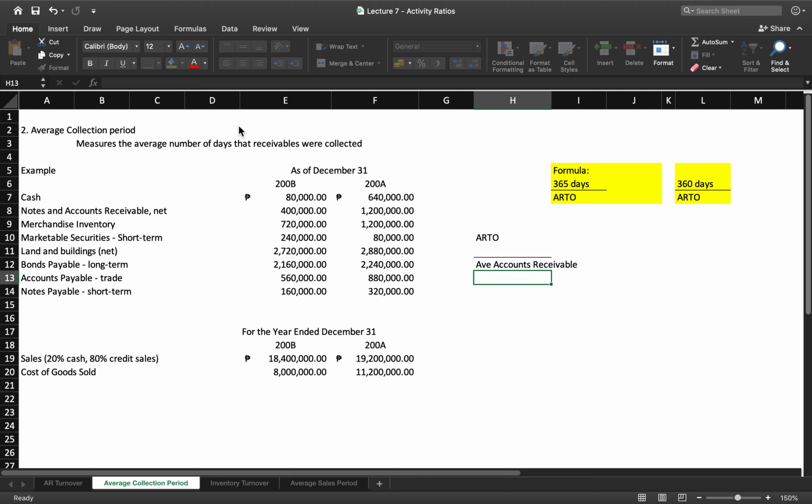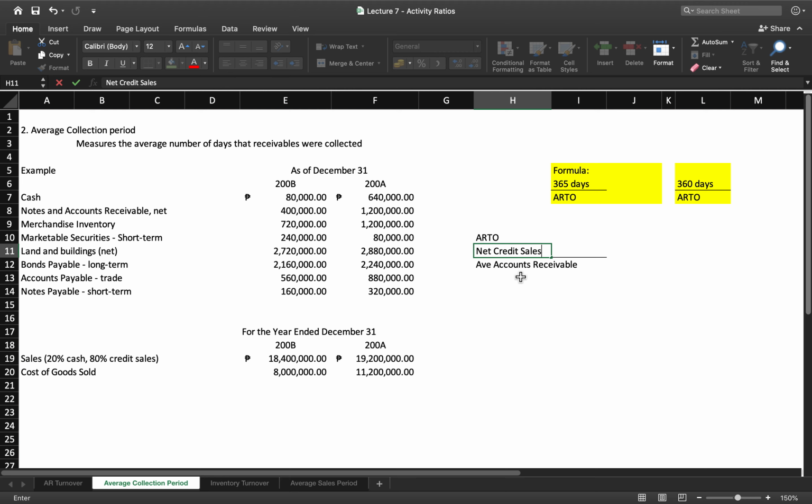Okay? So, this is average accounts receivable. And, ano yung nasa taas natin? 365 days. Okay. So, no. Average accounts receivable. This should be what? This should be net credit sales. Sorry. My bad. Net credit sales.